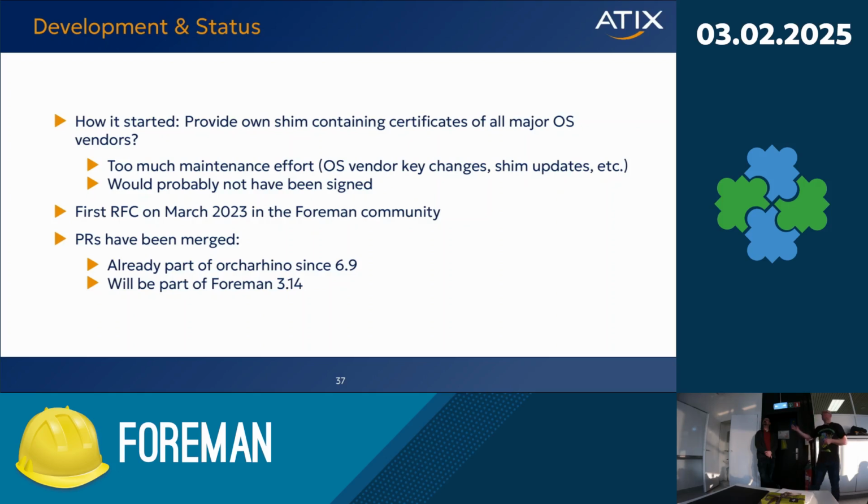Then Jan created the first RFC in March 2023 in the Foreman community forum. And after a lot of work and reviewing, thanks Nova to you and your team. Thank you. The PRs got merged and will be part of Foreman 3.14 and are already part of Orcharhino, the ATIX downstream product, since version 6.9.